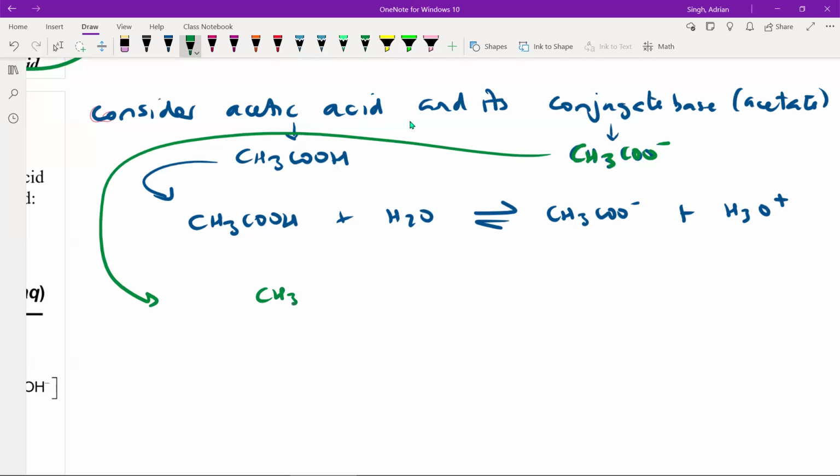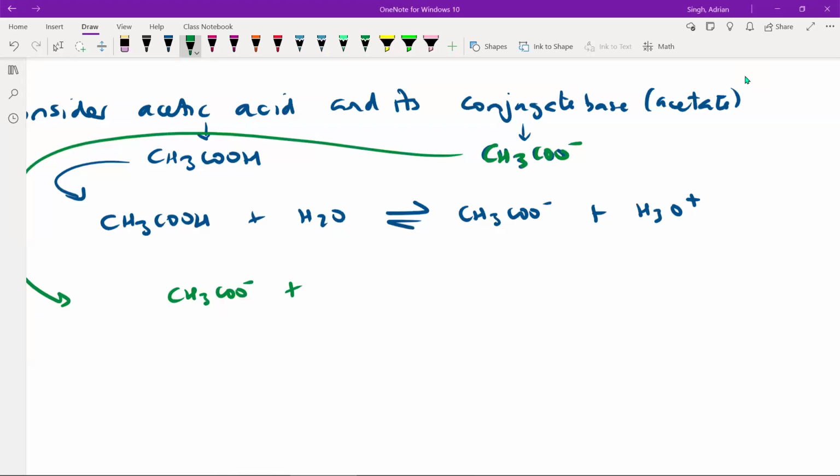So we have our CH3COO minus, and we're going to see this reacting in H2O. So in H2O, the acetate ion will accept a proton. It becomes CH3COOH. H2O is going to lose a proton to become OH minus.